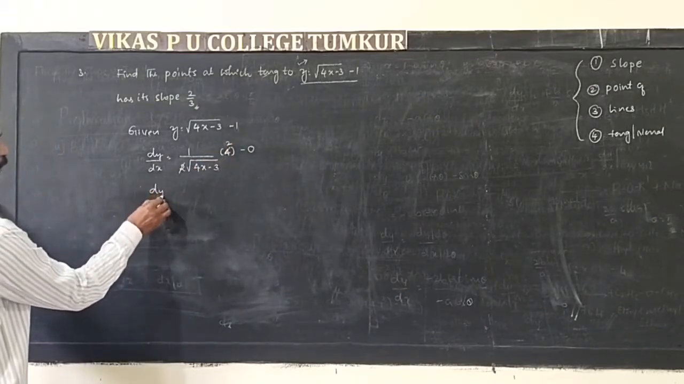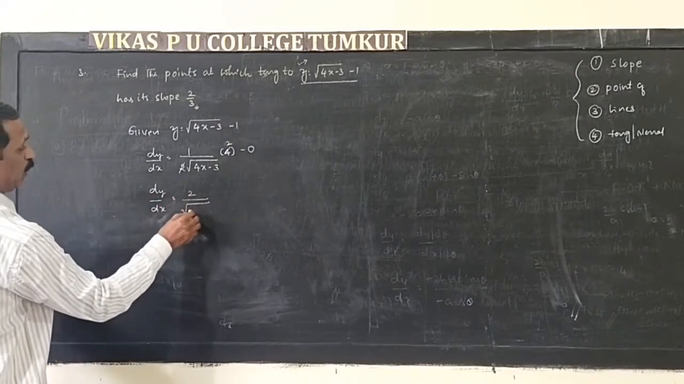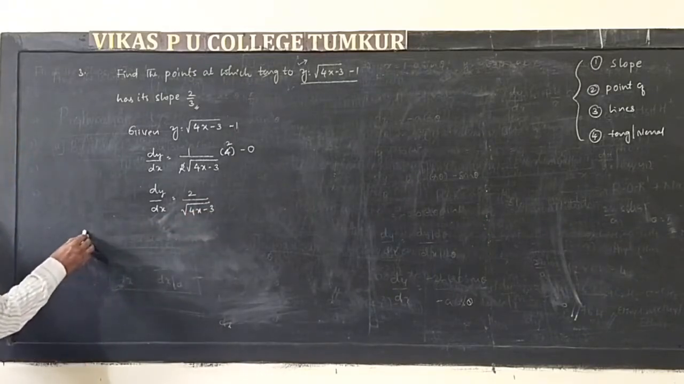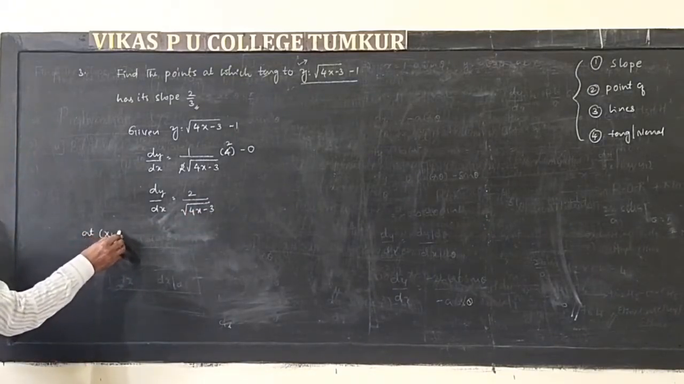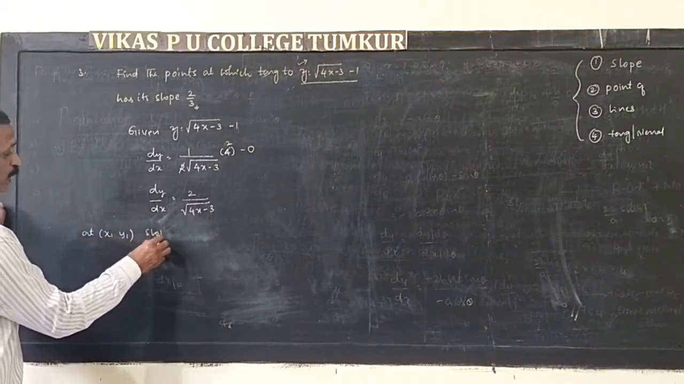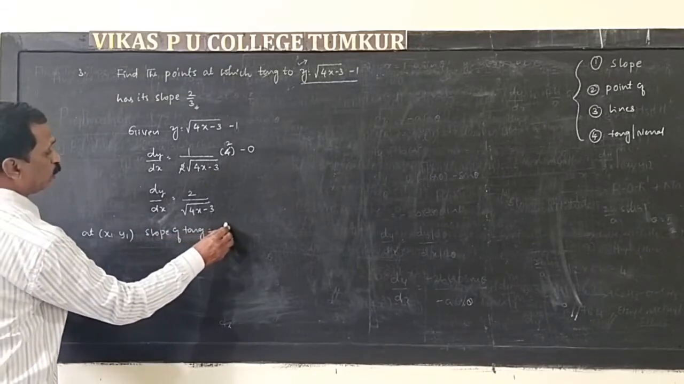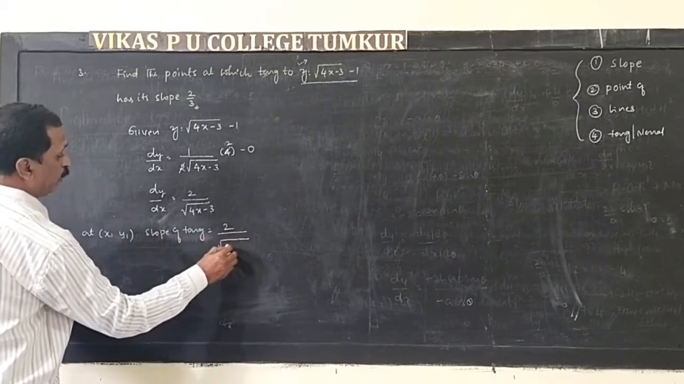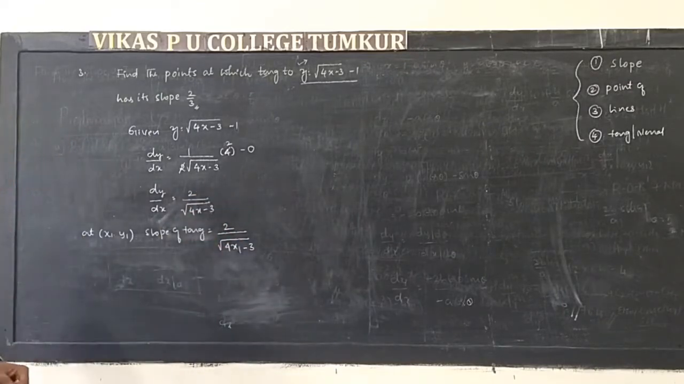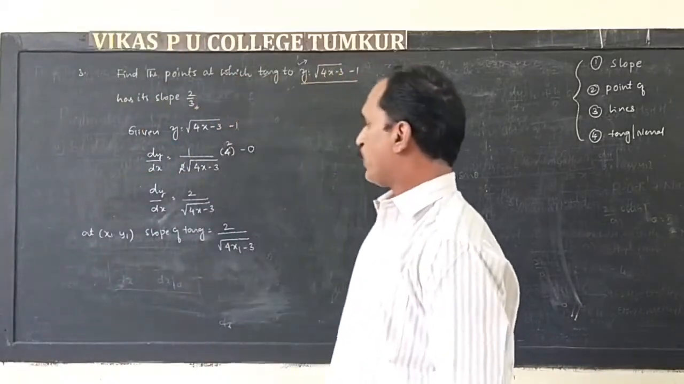So your dy by dx is equal to, what do we get? 2 divided by root of 4x minus 3 at x1 comma y1. So what should be the slope of tangent? Slope of tangent is equal to 2 divided by square root of 4x1 minus 3. 4x1 minus 3.